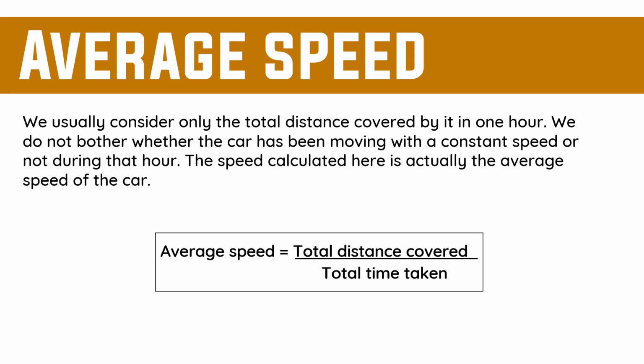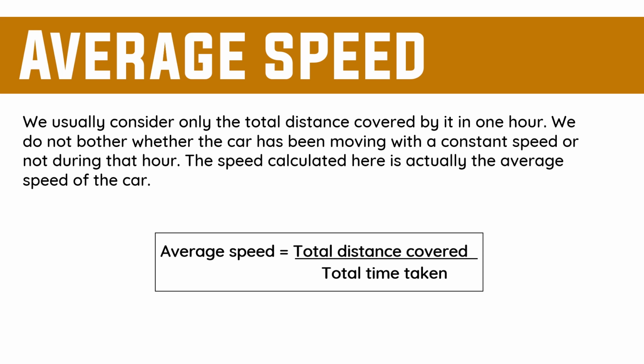We do not bother whether the car has been moving with a constant speed or not during that hour. Sometimes it is moving very fast, sometimes very slow. So when calculating the average speed, we don't bother about the constant speed of that vehicle. The speed calculated here is actually the average speed of the car.